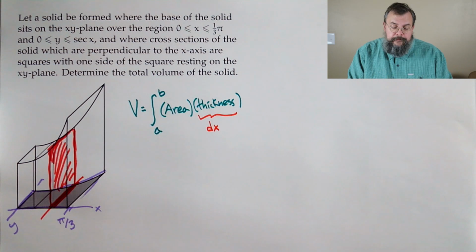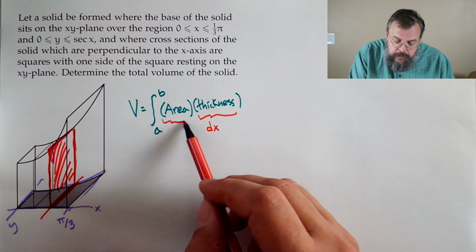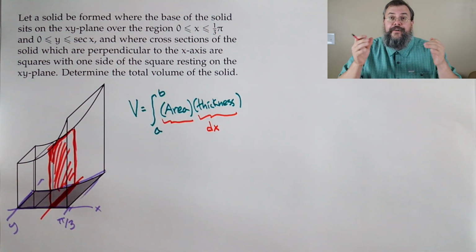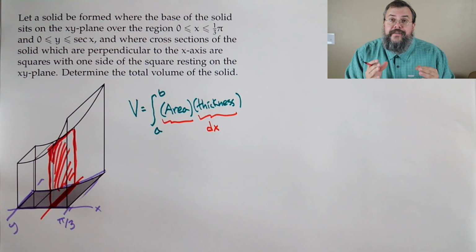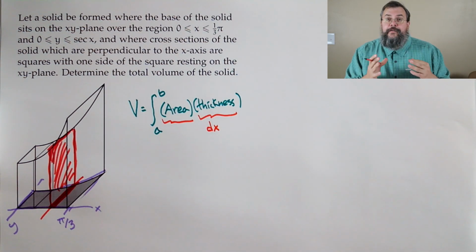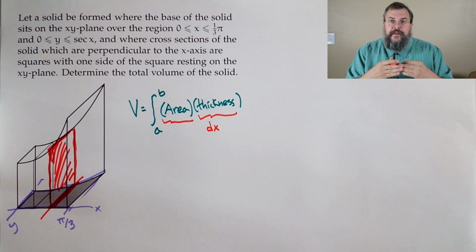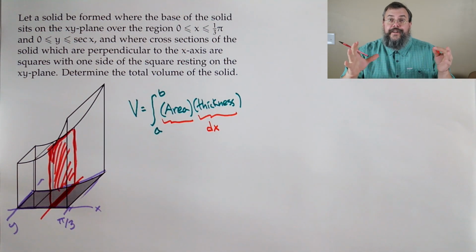Now how about the area? Well, for that we ask, what do our pieces look like? What are our cross-sections? They're squares. Okay, well, how do you find the area of a square? You take the length of one side and you square it.